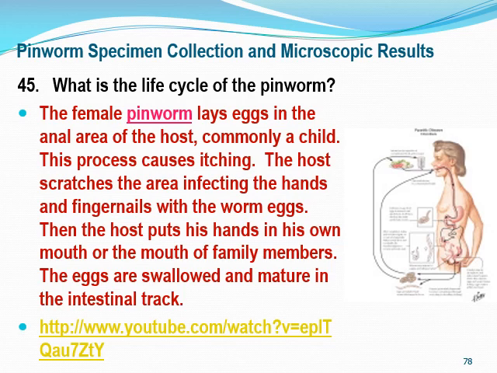So let's talk about the life cycle of pinworm, and we need to understand what the life cycle is when we're collecting this stuff. So the female pinworm lays eggs in the anal area of the host. I know it's disgusting, right? But this is what happens. So commonly a child, right? The process causes itching. So the host scratches the area, infecting the hands and fingernails, okay, with worm eggs. Then the host puts their hands in their mouth or the mouth of family members, and the eggs are swallowed and mature in the intestinal tract. I know this all sounds disgusting, but it's important to know. You'll see this a lot, and you need to know how to properly collect these specimens.